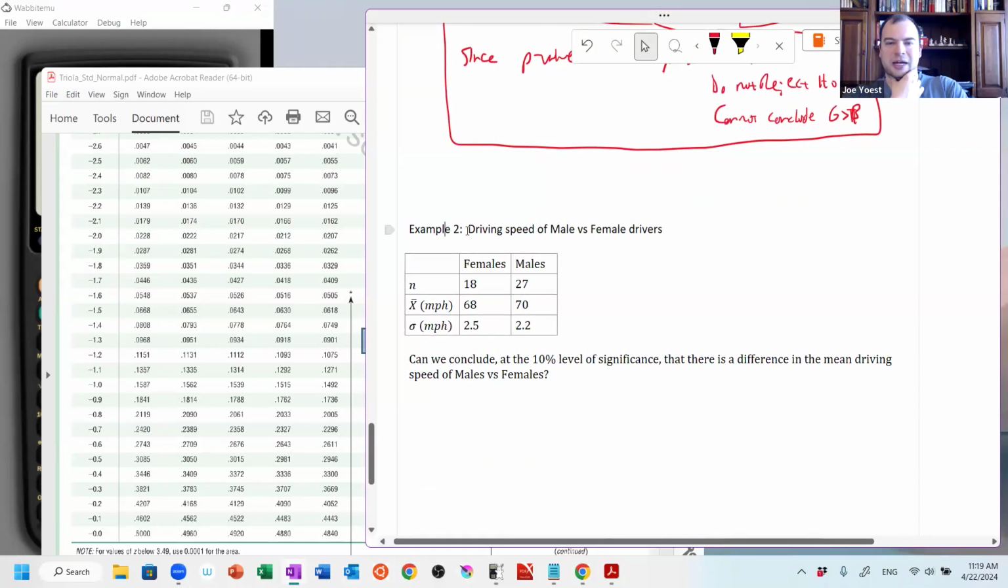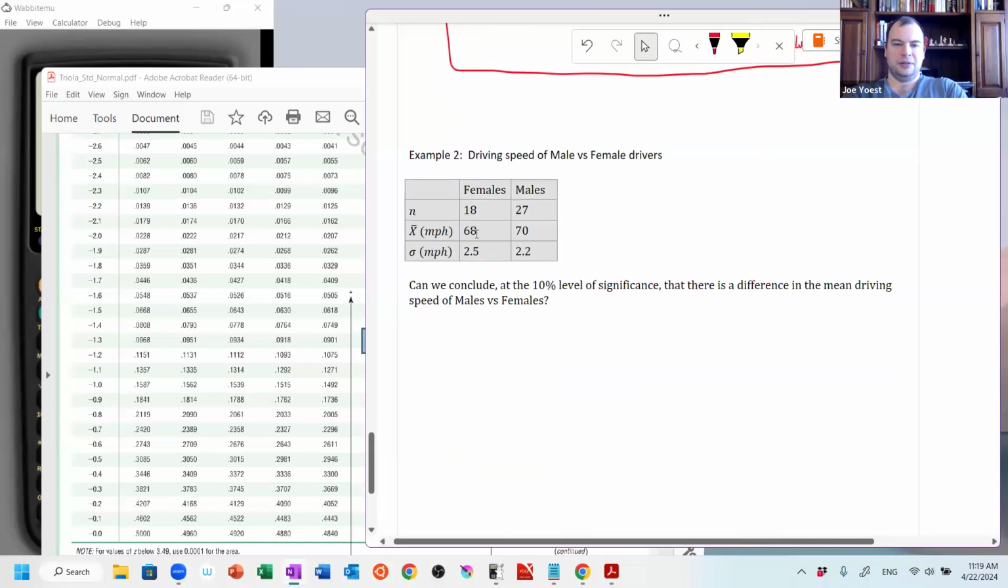All right, so example 2, driving speed of male versus female drivers. Here we have a sample of 18 versus 27, females versus males, average speed 68 and 70 miles per hour, and standard deviation. So we have to be a little careful here. We're given standard deviation, not variance. So when we want variances, we will have to square these numbers, 2.5 and 2.2 miles per hour. At the 10% level, can we conclude there is a difference in mean driving speed of males versus females?